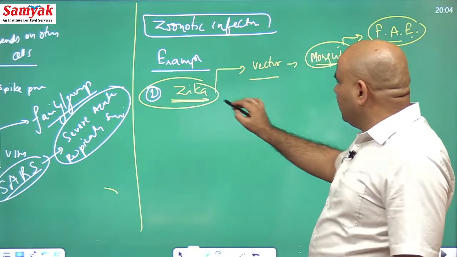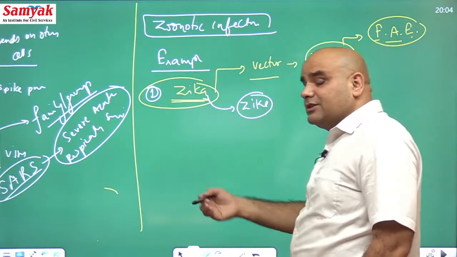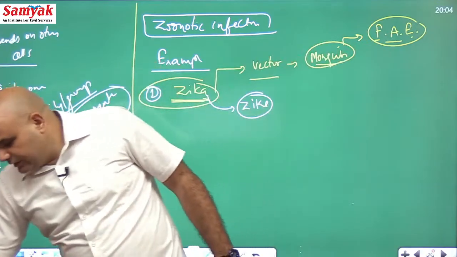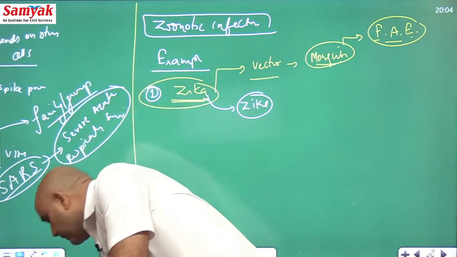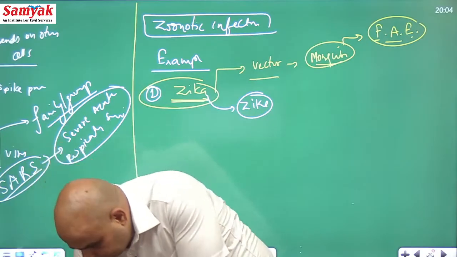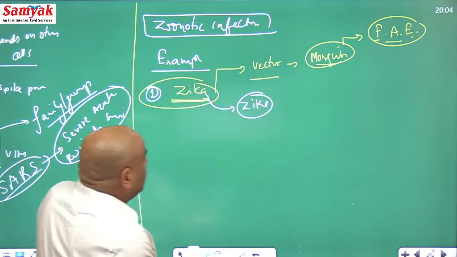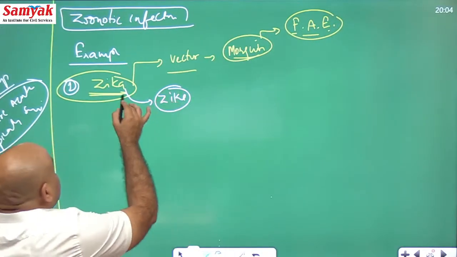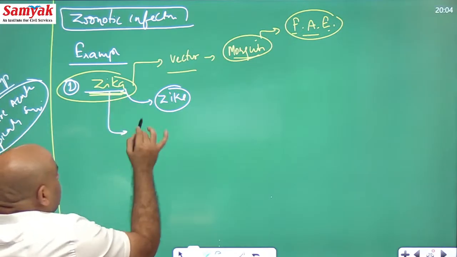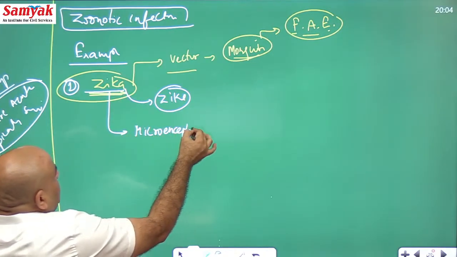Now, the name of the virus of Zika disease they will not ask you, because again the name of the virus is Zika. The disease is Zika and the virus is Zika. So obviously they are not going to ask you about the name of the virus which is causing the disease Zika. Now let me sit please. Then after, the most important thing they are going to ask you is, what are the symptoms of Zika? One of the symptoms of Zika is microcephaly.